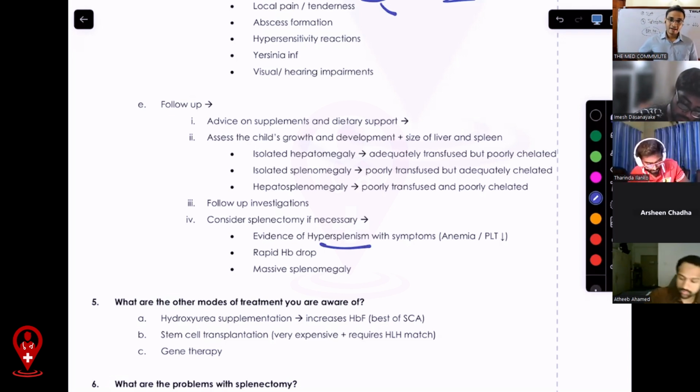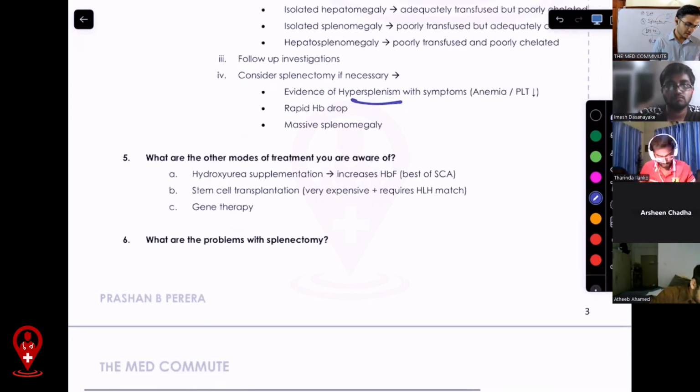And rapid drops in hemoglobin, and massive splenomegaly that does not go back to normal size. These kinds of things are indications. You all can write those down. Now, what are the other treatment modes?